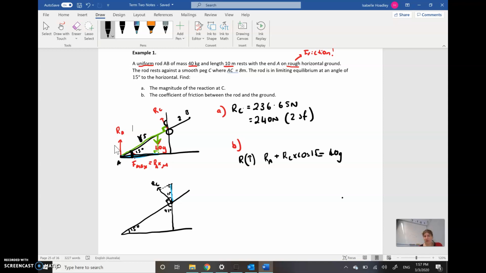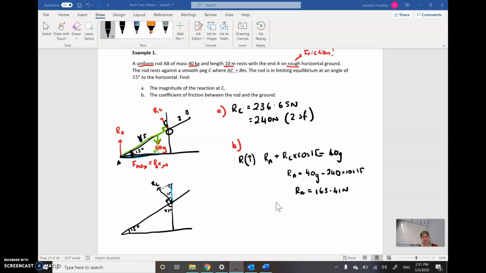From here we can solve because we know RC is equal to 240 newtons, so we have RA equals 40G minus 240 times cos 15. So RA is therefore equal to, what was it, 163.41 newtons. Okay, so that's our RA force here.